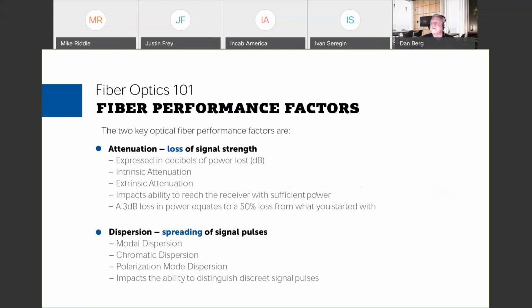Fiber performance factors. The two key optical performance factors are attenuation and dispersion. I'm sure you've heard this a lot in your career. Attenuation is expressed in decibels lost. It's a result of intrinsic issues within the fiber and extrinsic conditions around the fiber. It impacts the ability of the receiver to have enough power on the receiving end of the pulse, so we can recognize that as a 1 or 0. A 3 dB loss in power is roughly 50% of the input power.